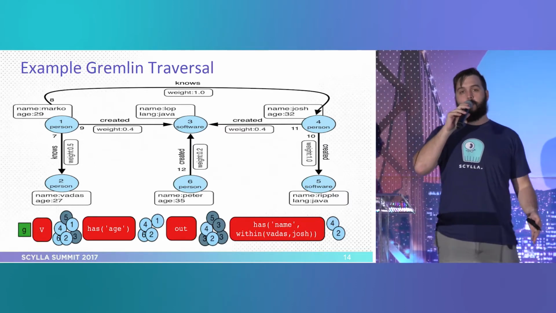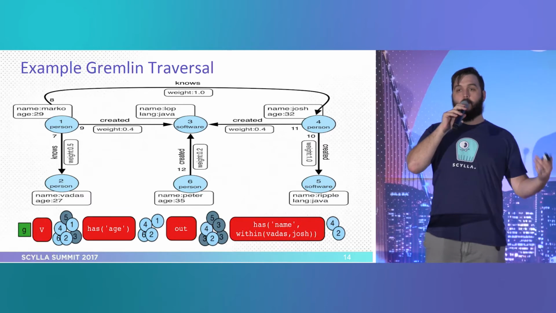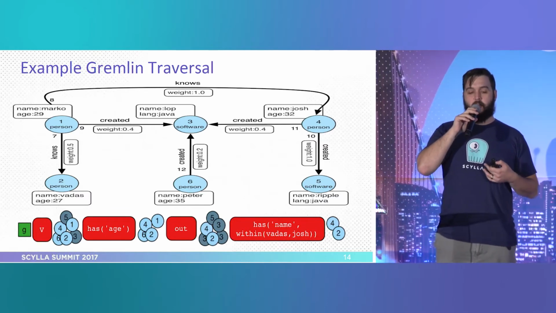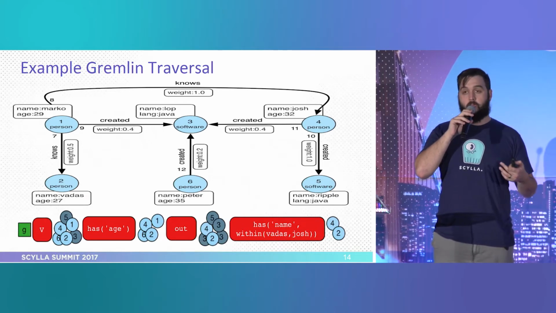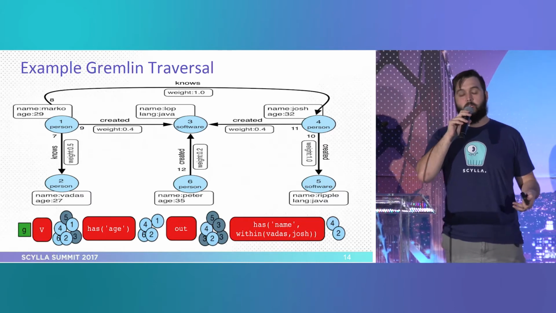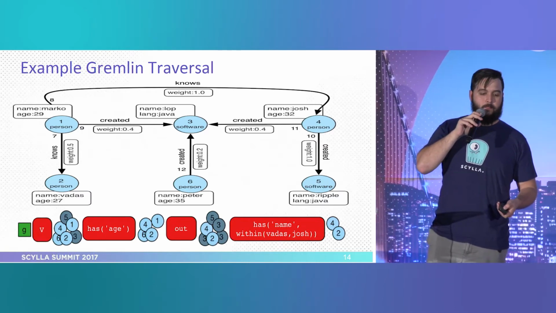And there's a whole bunch of these types of steps. You can query on edge properties, edge labels, all sorts of different steps to be able to move around to different sets of data.